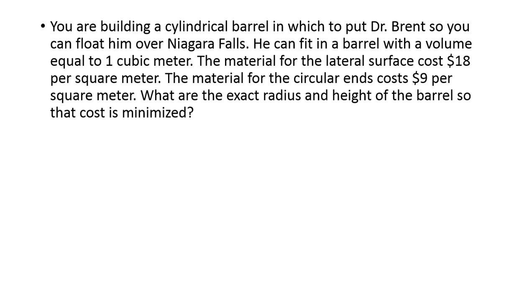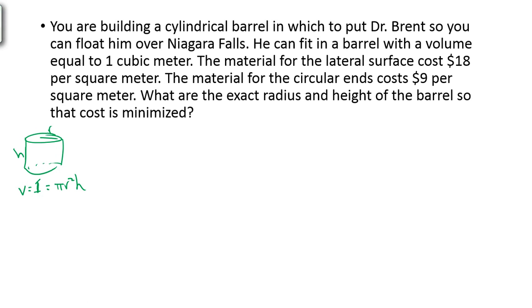And so we're going to try to make a barrel that is 1 cubic meter in size, and we want to minimize the cost of it because the lateral surface area costs $18 per square meter, and the circular tops are $9 per square meter. And so we have our cylinder, giving our little dimensions, h by r. And so we know that the volume is going to equal 1, and the volume of a cylinder is pi r squared h.